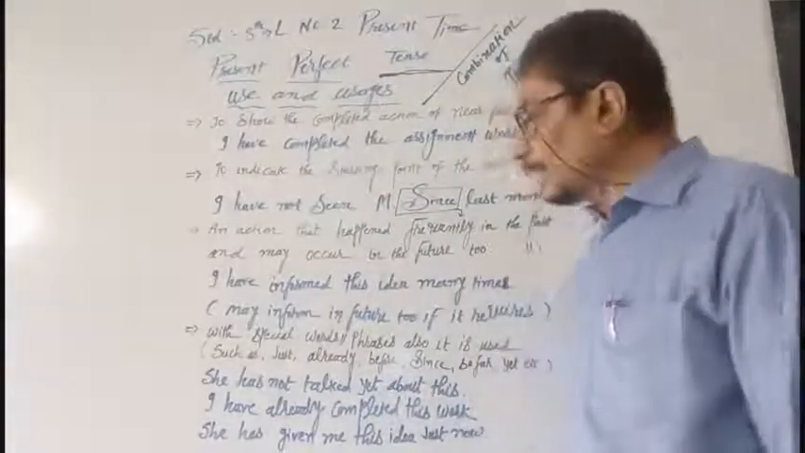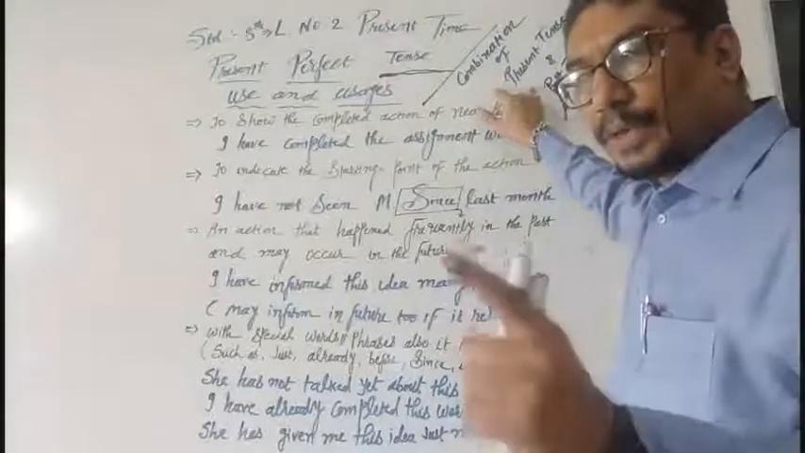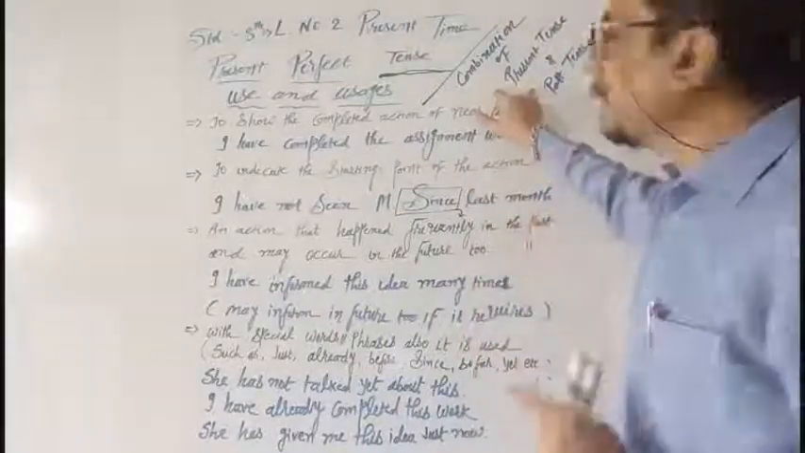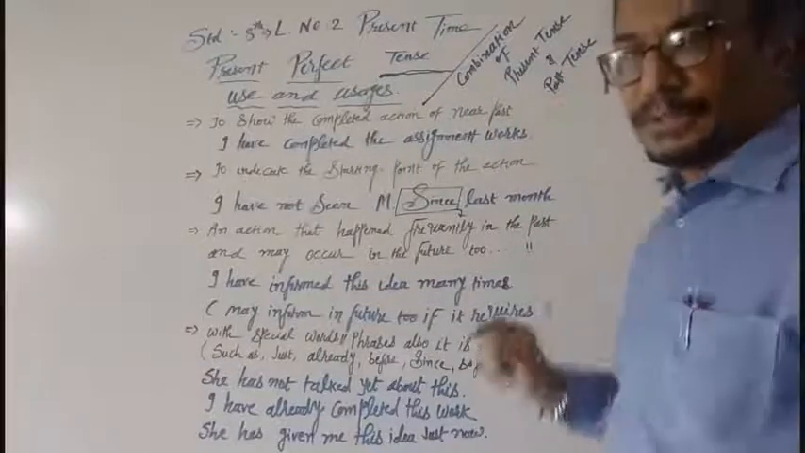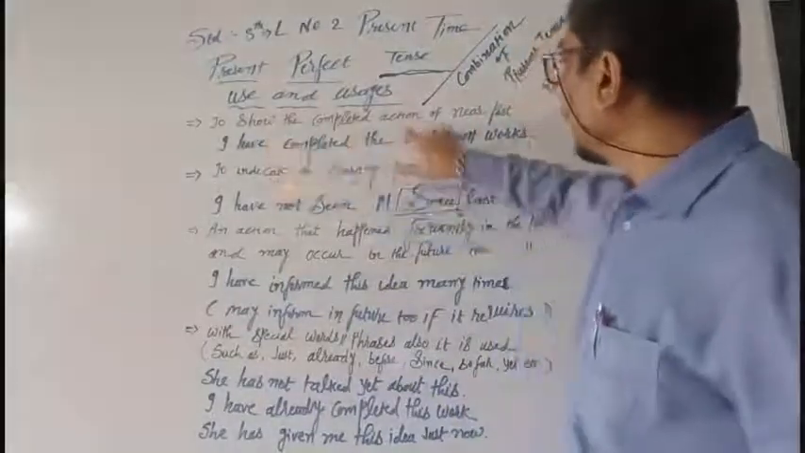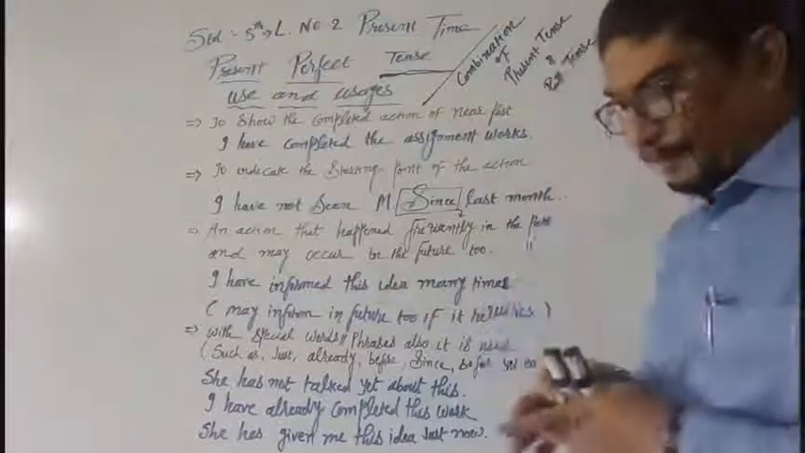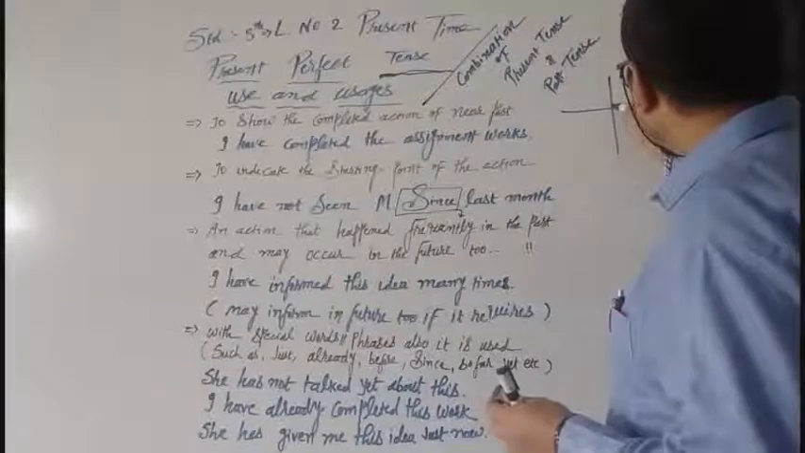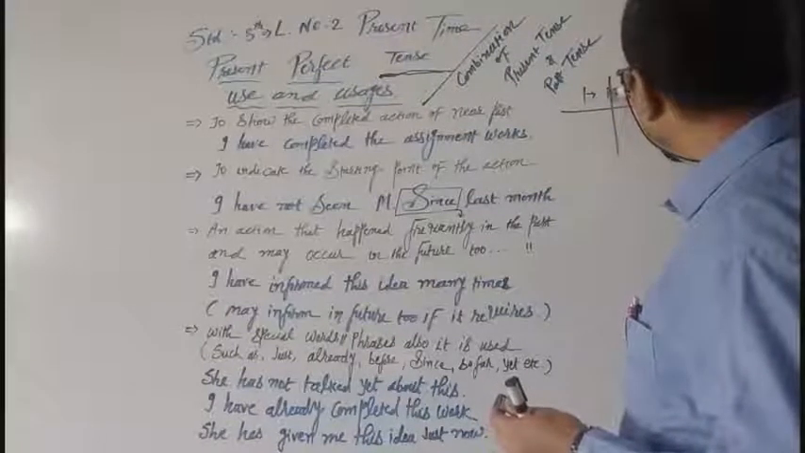Once again I tell you, this is the tense which is the combination of present tense also and past tense also. This thing you will keep in your mind forever. Okay, to show the completed action of near past, just before the present, through this idea also, I told you the action was started here and just completed here.